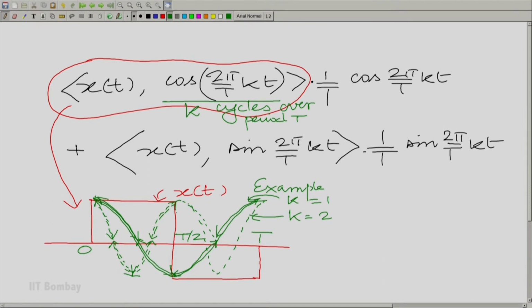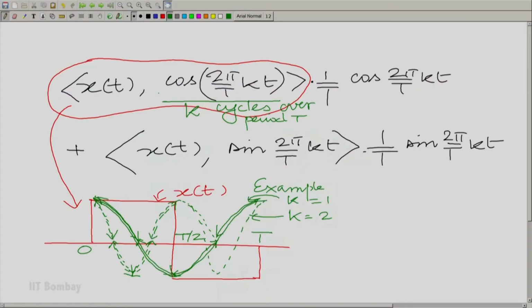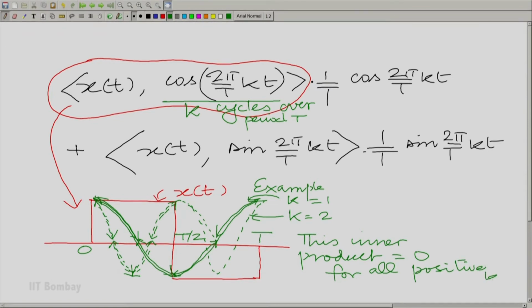Now, you can visualize this. I have shown you the situation for k equal to 1 and k equal to 2. I encourage you to do it for arbitrary k. So, what I am saying is the dot product with cos(2π/T kt) falls to 0 for whatever positive integer k you take. So, let us record that. What we are saying is this inner product is equal to 0 for all positive k. So, we should now only focus on the second term, and let us do that.